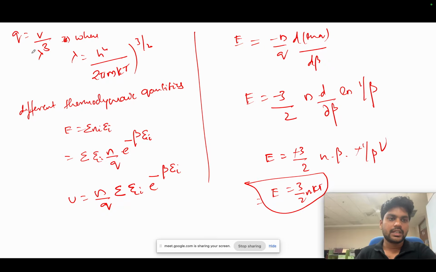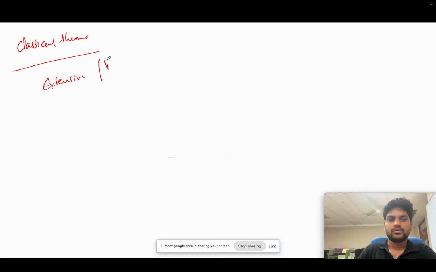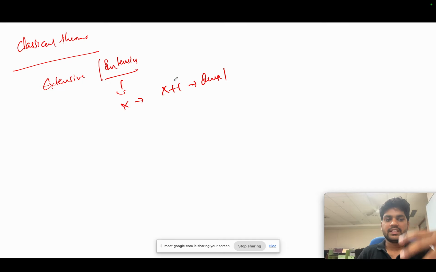Why I am coming to these two equations is, where you are talking about classical thermodynamics, we say that there are two types of properties. One is extensive and one is intensive. Intensive is the one which won't change with the system's change. Suppose if we add x number of molecules, the density won't change. Or if you increase the volume also, the density won't change.